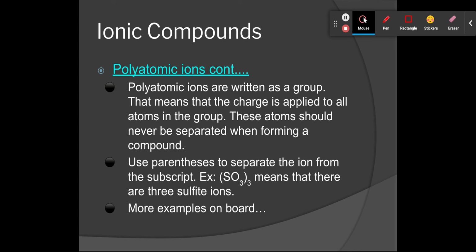More about polyatomic ions. Polyatomic ions are written as a group. That means that the charge is applied to all atoms in the group. These atoms should never be separated when forming a compound. You can use parentheses to separate the ion from the subscript. So, for example, (SO3)3 means that there are 3 sulfite ions whenever you have the 3 outside of the parentheses. This goes back to what he talked about in the video if you watched that a couple days ago. We will do more examples of these as well, and I also have a video of the same guy that we watched the other day for you.